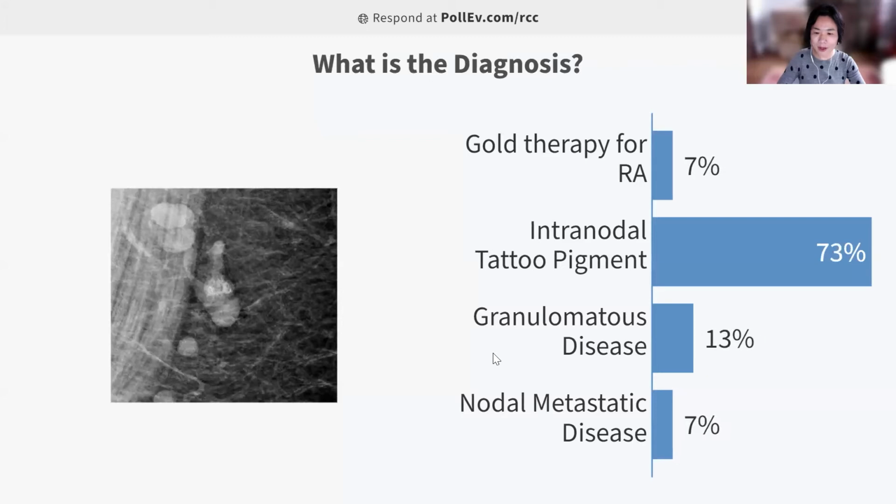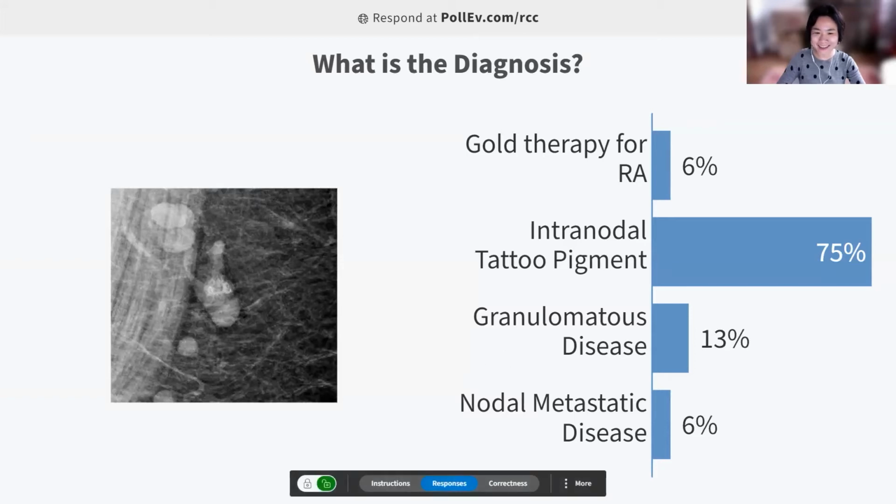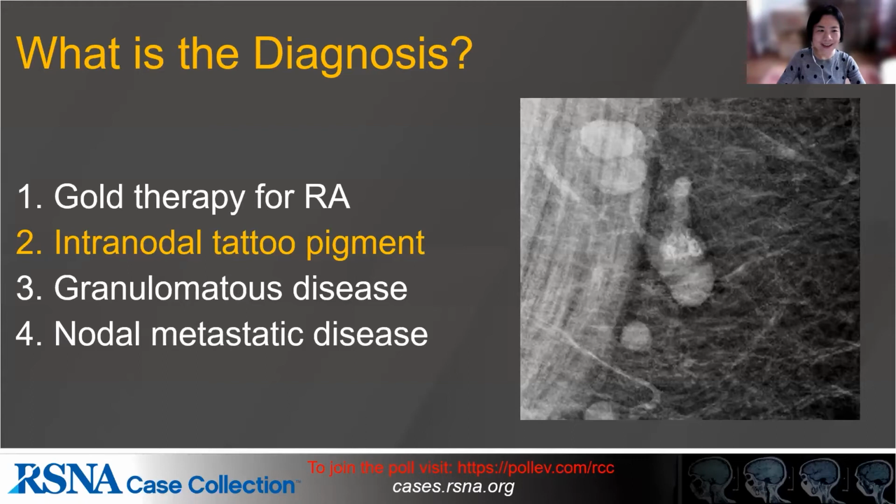So we're going to move on, and you can continue to enter your answers. I think most people are onto the correct diagnosis. And it seems I also need help advancing to the next slide, please. Thank you. Excellent. So the correct answer is intranodal tattoo pigment, and it looked like most people got it.